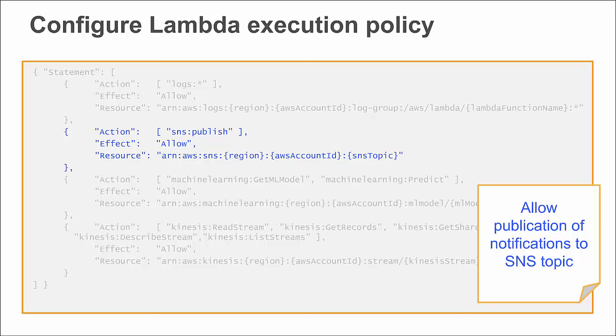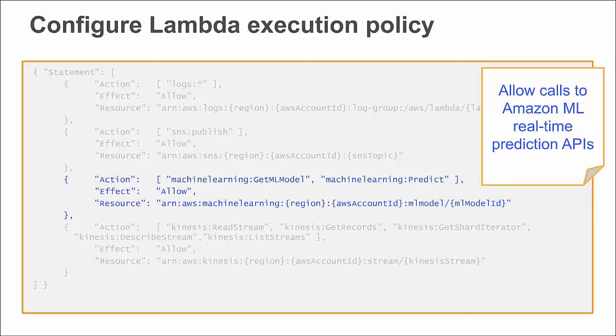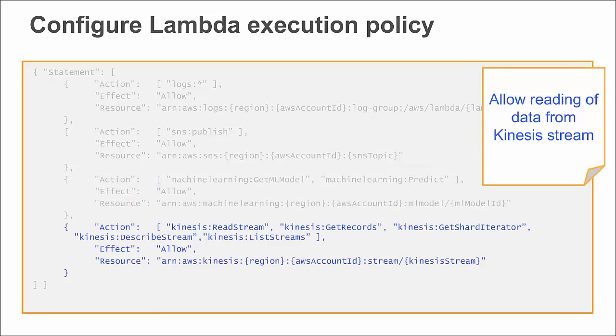Next, we have a little policy statement that allows our function to call Amazon Machine Learning's real-time prediction API. And so we allow access to just the Predict API and also to the GetMLModel API, which retrieves model metadata containing the URI of this API endpoint. And again, this is scoped down to specific account, specific region, specific model ID. So it's very tightly scoped to just our application. And finally, we have a block that allows our Lambda function to read data from the Kinesis streams that we configure. And there are a few APIs that we give access to, but they're all read-only APIs that enable stream access.